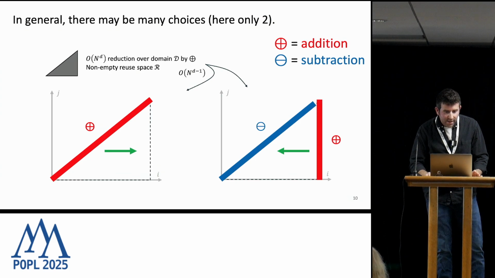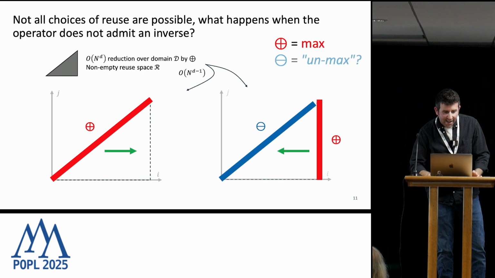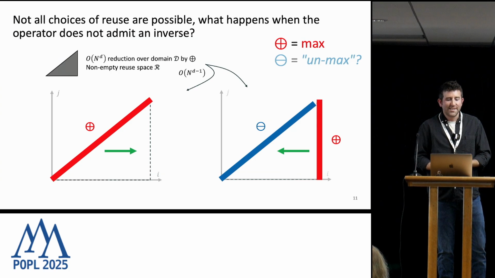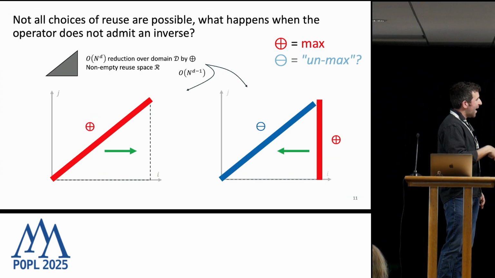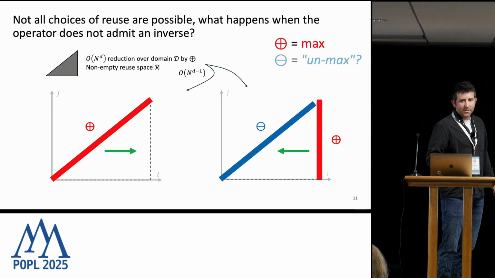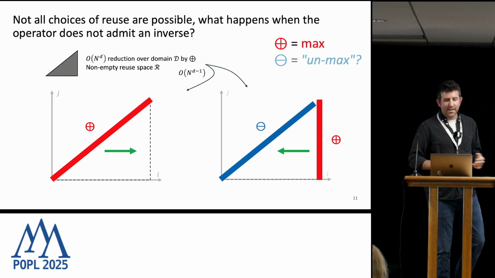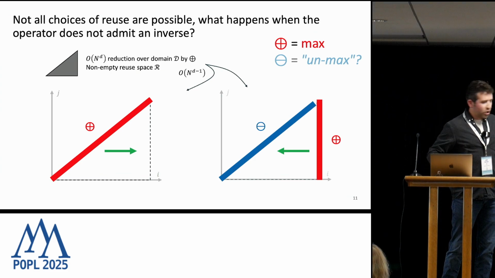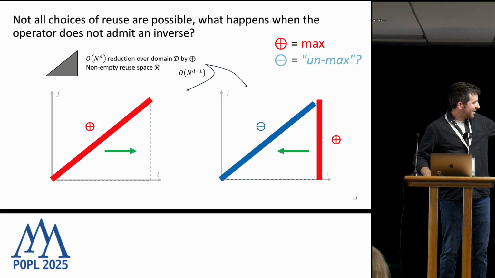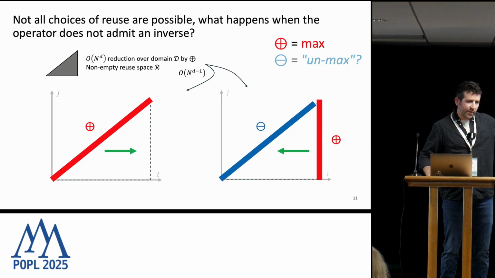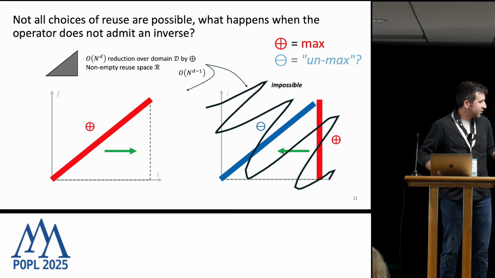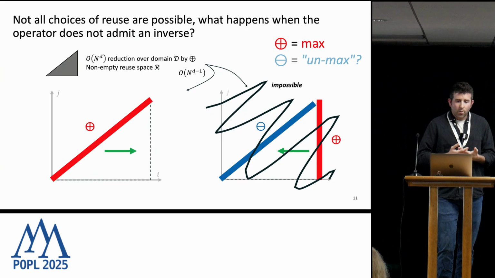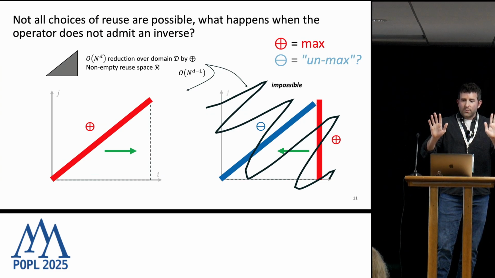Now, the crux of where this paper comes into place is that not all choices of reuse are possible. So imagine that the operator doesn't admit an inverse. If we have something like min or max, there's still two ways to exploit this reuse, but there's no way to write the loops for the equivalent computation on the right-hand side here, because there's no unmax operation. So what that means is among the choices, we have to throw some of them away, and there's only one that's actually legal.